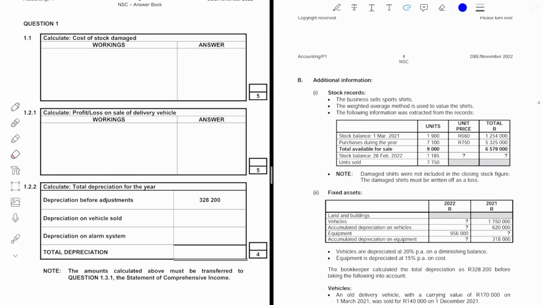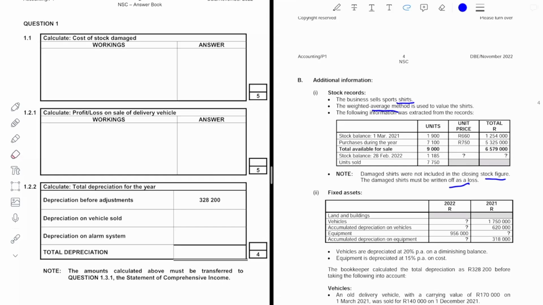The business sells sports shirts. Then they tell us that the weighted average method is used to value these shirts, and below is a table of stock records. Then they say that damaged shirts were not included in the closing stock figure and that these shirts must be written off as a loss. Now there's two components to this calculation. We firstly need to calculate the number of shirts that were damaged, and then we need to calculate the unit cost per shirt, and that will be on the weighted average method as they've mentioned here.